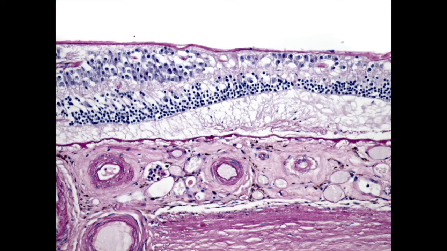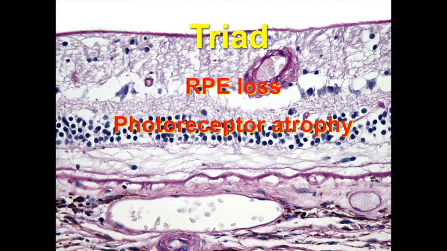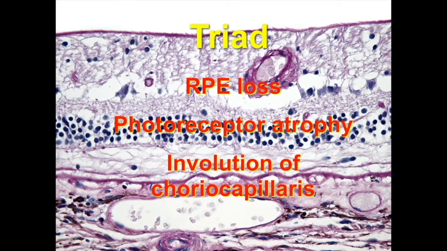The ganglion cell and internuclear layers are well preserved, but the outer nuclear layer and photoreceptors are totally absent. The PAS stain highlights the internal limiting membrane and Bruch's membrane, which shows aging changes. Under higher magnification, we see that both the RPE and the choriocapillaris are absent. The characteristic triad found in atrophic AMD is evident. This includes RPE loss, photoreceptor atrophy, and involution of the choriocapillaris.